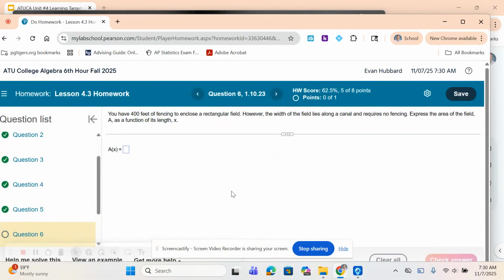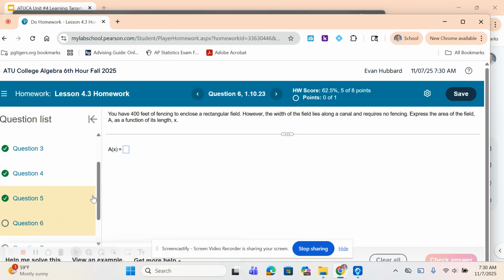All right, question 6. You have 400 feet of fencing to enclose a rectangular field. However, the field is along a canal and requires no fencing. Express the area of the field as a function of its length. So you have 400 feet of fencing. However, the width of the field lies on a canal. Width requires no fencing.